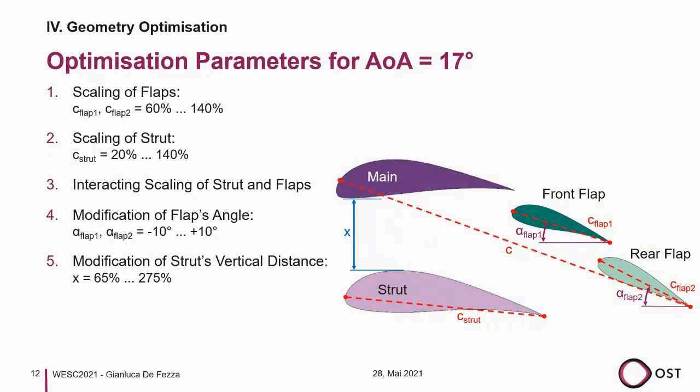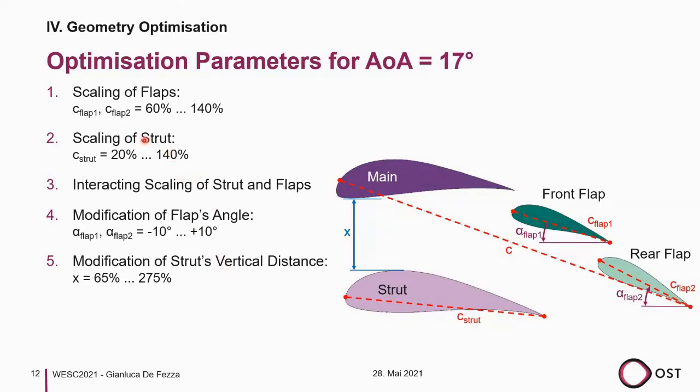So with that, we come to the geometry optimization. As I showed you before, the angle of attack with 17 degrees was the best for that, and we continued with this angle of attack. Here you see the 5 optimization parameters that were used for the optimization part. Here you see again the whole airfoil with all the parameters on it, and I named here the different numbers of each parameter, or the ranges of each parameter.